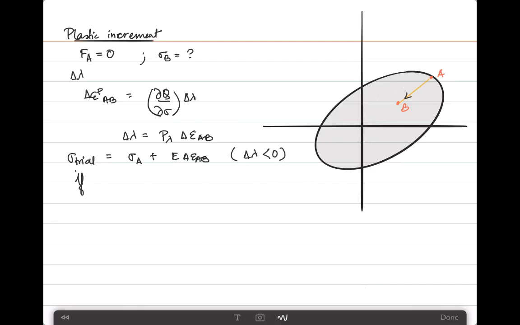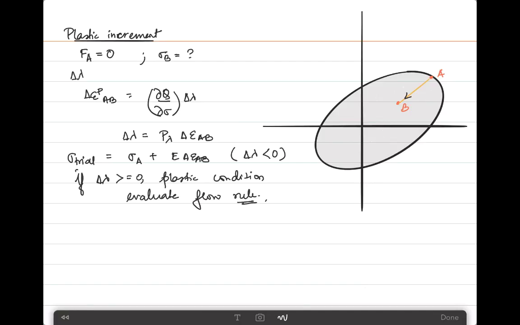So if the delta lambda is greater than or equal to 0, we have plastic conditions, which means that we must evaluate the flow rule. So we have the question of evaluating the dou Q dou sigma, which varies along the path A to B. But the question is, how do we calculate this variation? Because we have some information from the state A, but we don't know anything about the state B.